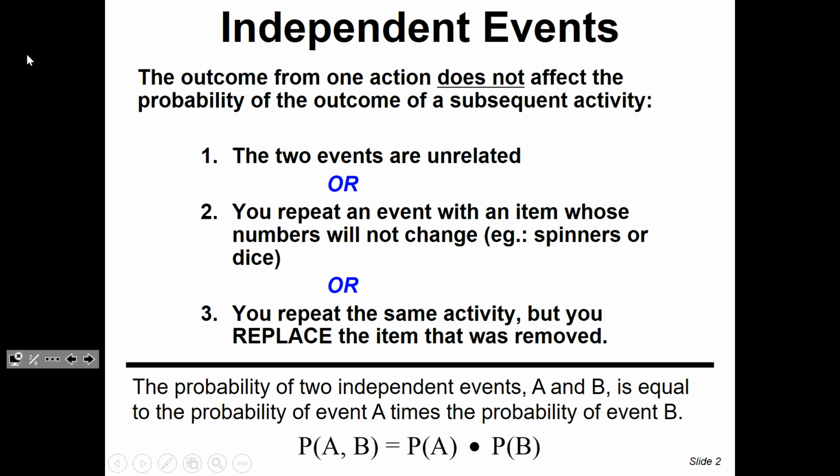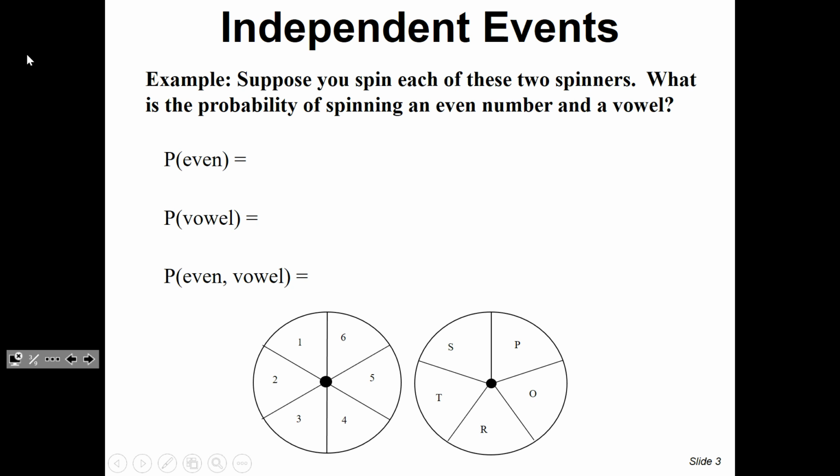Okay. So, keeping this formula in mind, we're going to look at the first example here. It says, suppose you spin each one of these 2 spinners. What is the probability of spinning an even number on the first spinner and a vowel on the second spinner? Okay, so first we're just looking at the probability of spinning an even on the first spinner. Okay, well, how many places are there total for me to land on? 6. And how many of those are even numbers? 3. So the probability of hitting an even is 3 out of 6.